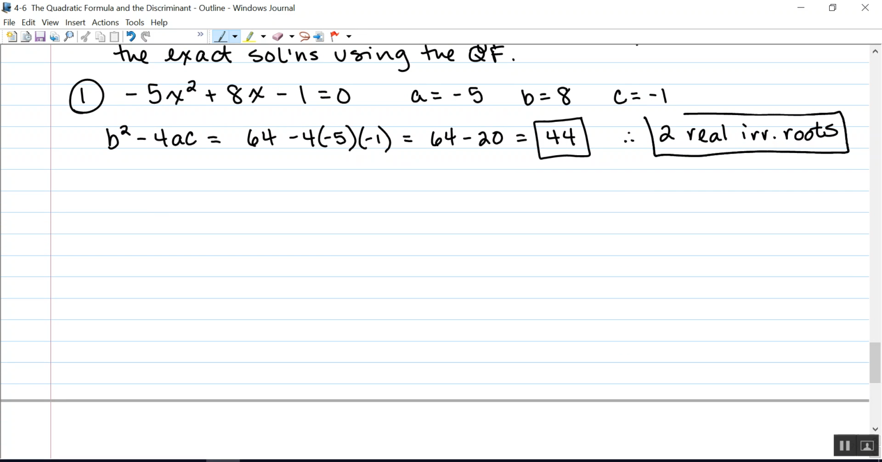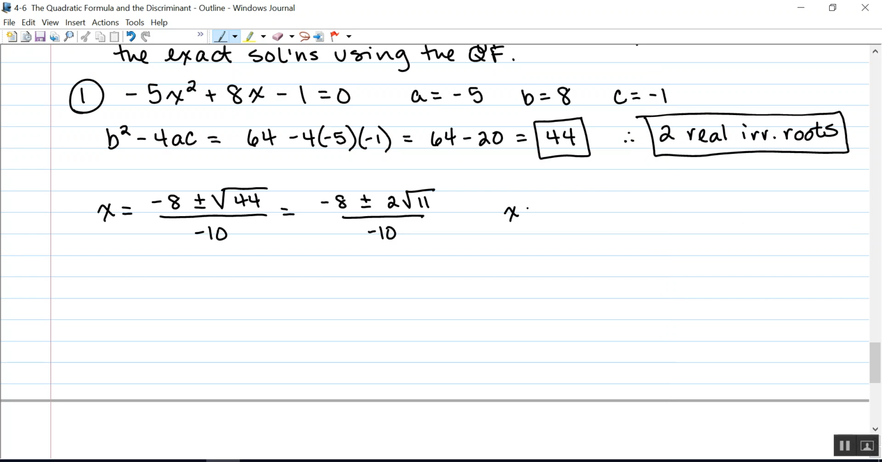Okay, now I need to find the solution using the quadratic formula. So x equals negative b plus or minus the square root of b squared minus 4ac, I already did that, 44, all over 2a. Let's clean that up a little bit because I can simplify the square root of 44. It's not a perfect square, but it can be simplified. So negative 8 plus or minus, I can take the square root of 4 out of that, which is a 2, square root of 11 over negative 10. And now I can divide each of those, the negative 8, the 2, and the negative 10, by 2. So x is equal to negative 4 plus or minus the square root of 11 over negative 5. And those are my two real irrational roots.